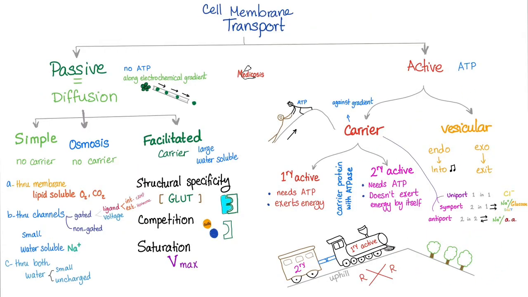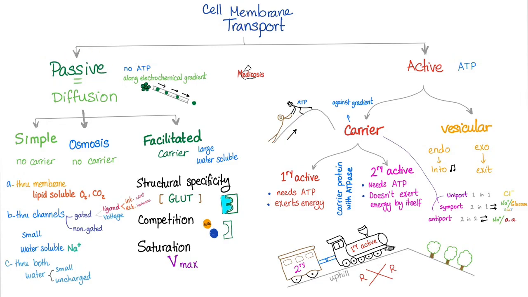If you have watched my physiology playlist, you will remember that cell membrane transport is divided into passive and active. Passive means I do not need energy. I do not require ATP. But active does require energy or ATP. Passive happens along the electrochemical gradient, from high concentration to low concentration. But active is the opposite. It's against gradient, from low to high.